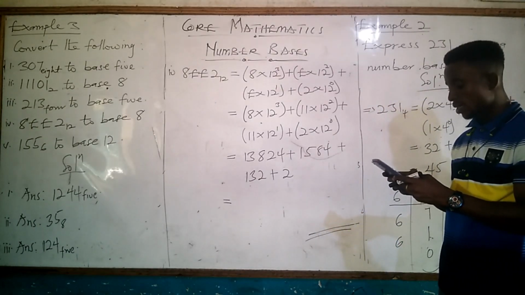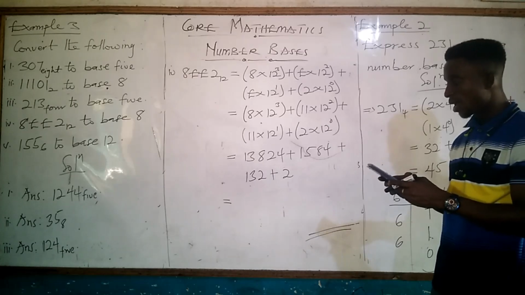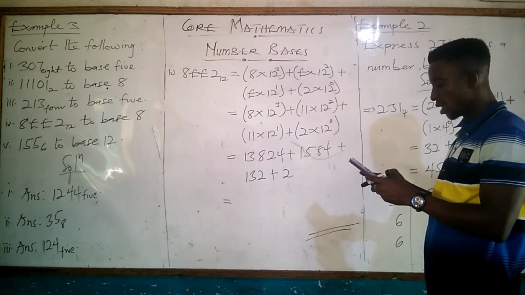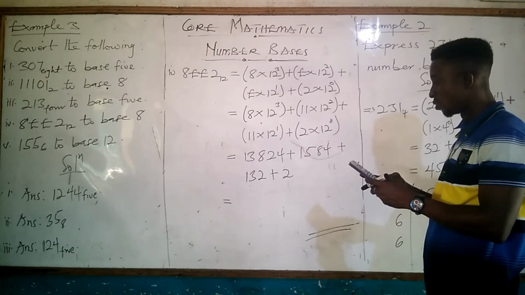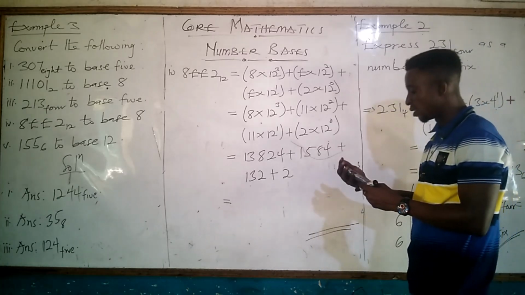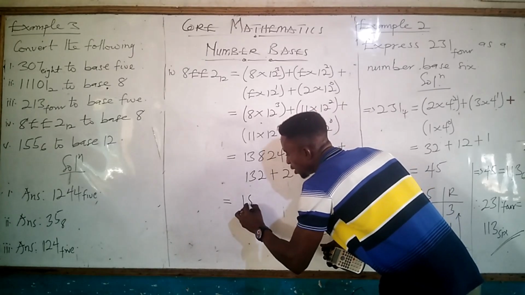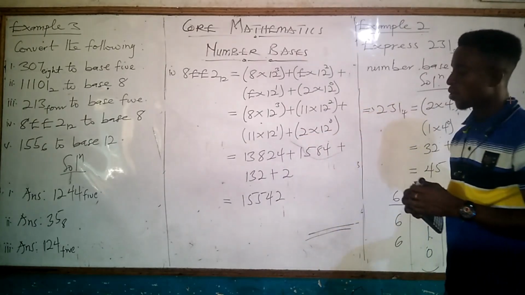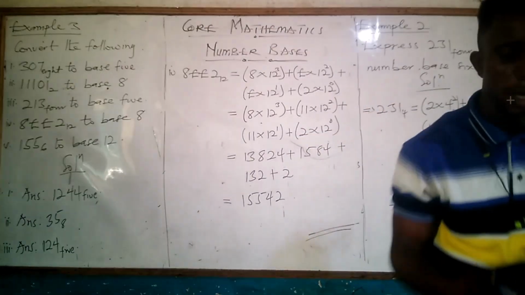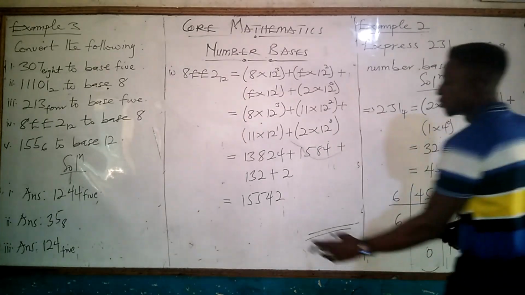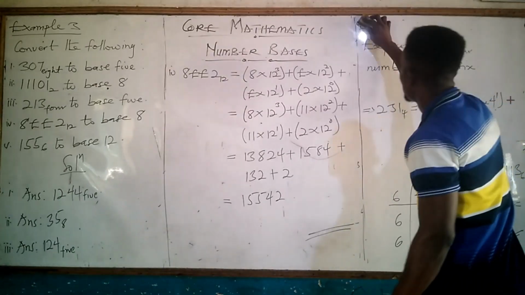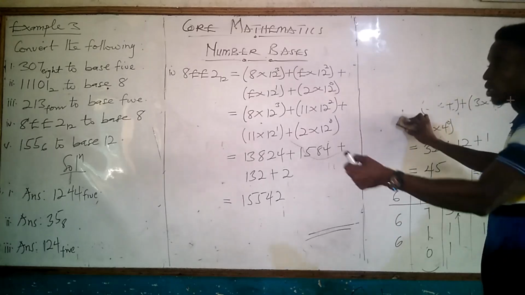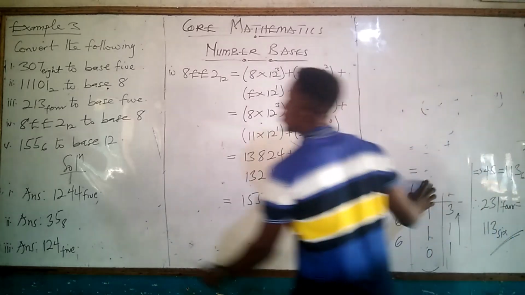So summing up everything will get me 13,824 plus 1,584, then plus 132 plus 2. And that one is 15,542. So that is conversion to base 10. That is that. Then what do we do next? Now we have to convert this one to the required base. And the required base is what? Base 8.